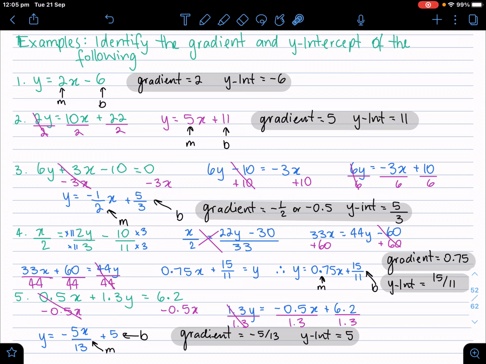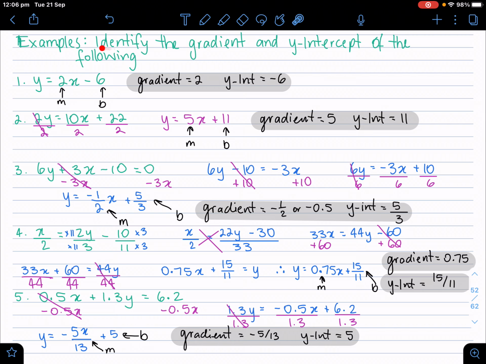Let's go on to example 5. Now in example 5, I have all decimals, but that doesn't make a difference. The steps and procedures will still remain the same. So I need to get y by itself. So the first thing I do is I take the mx value across. And once I've done that, it's still 1.3 times y, just like we have in the other examples. I need to get y by itself, so I'm going to divide every element by 1.3, and I end up with a fraction and a whole number. So my gradient is negative 5 over 13, and my y-intercept is 5.